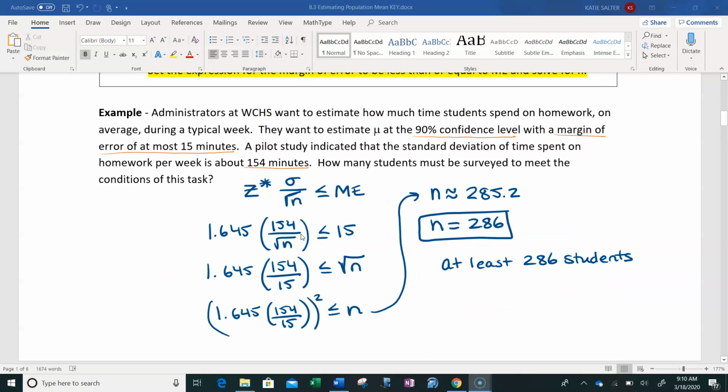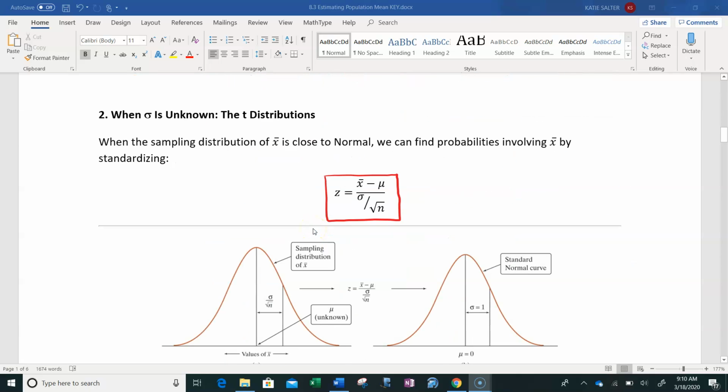If they give you the margin of error, they give you the confidence level, and they want you to find the sample size, this is what you would do, and you would still use the Z star for your critical value, not the T star that we're going to be learning about later in the lesson. All right, so moving on, T distribution.